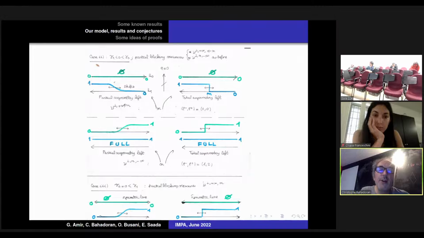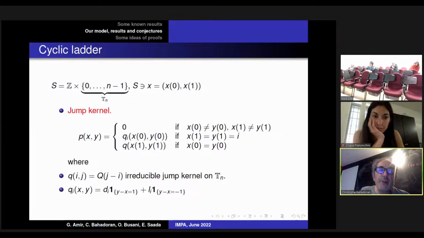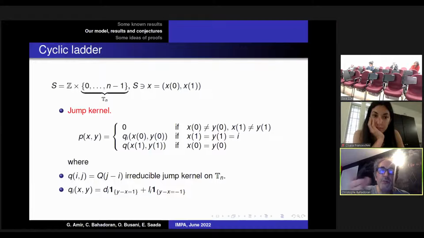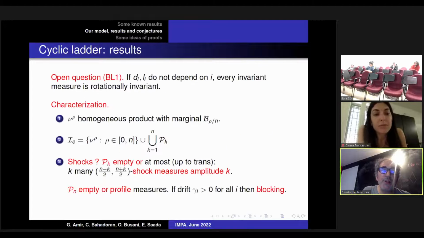Okay, so I think this is the picture. I had a few slides on the cyclic ladder. What the message about the cyclic ladder is that these results partially carry over, but with less precision.